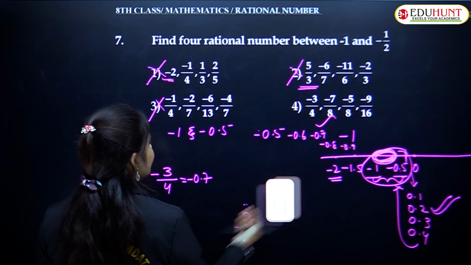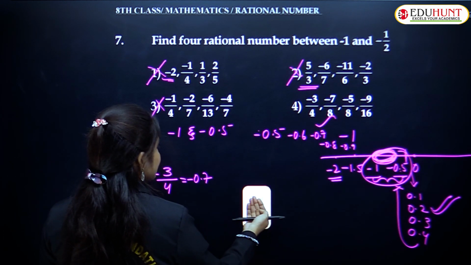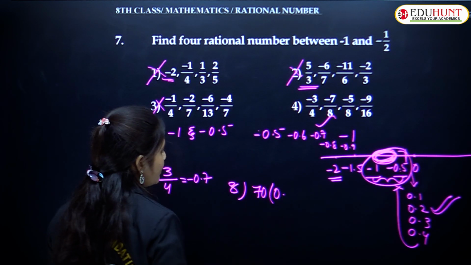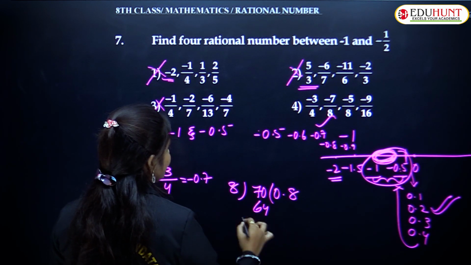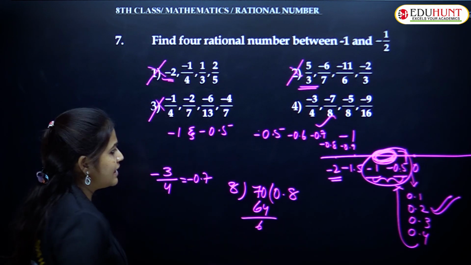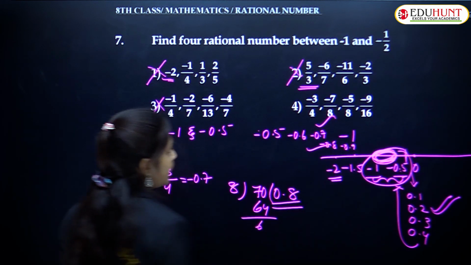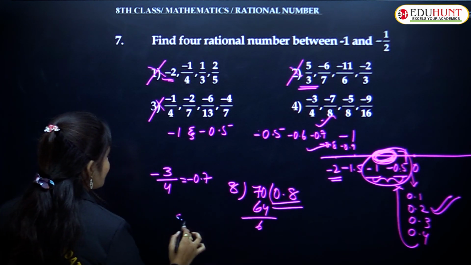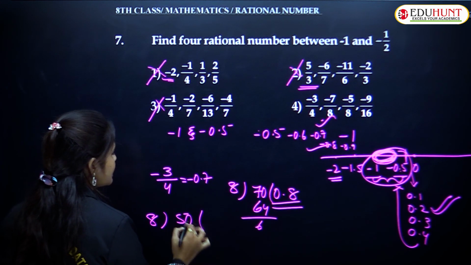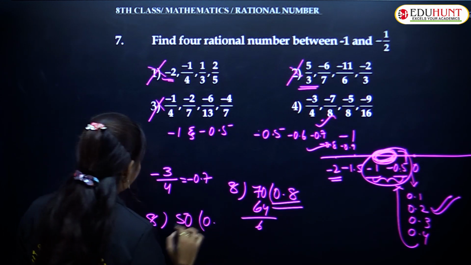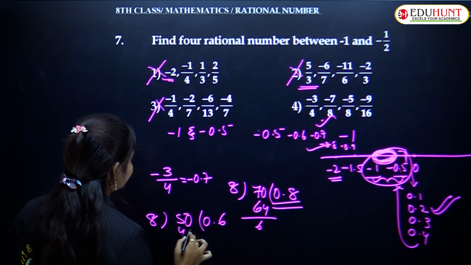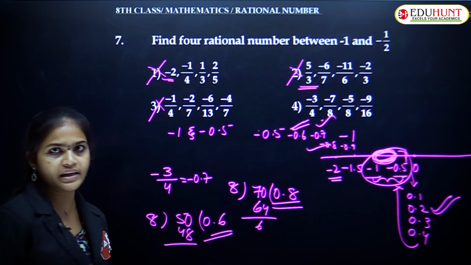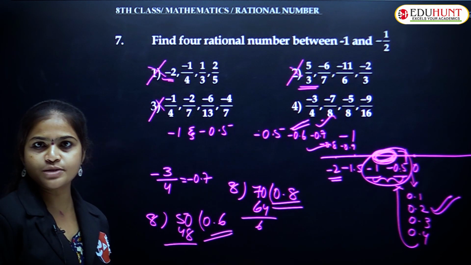So we have to check the second number. Minus 7 divided by 8. 0 and 0 point. 8 8s are 64. So the leftover, remainder is 6. 0.8. 0.8 is also there here. So that's why the second number is also satisfying. Next, 5 divided by 8. 0. 0.5. 8 6s are 48. Okay, so 0.6. Here 0.6 is also there. So 0.6 is also satisfying that.